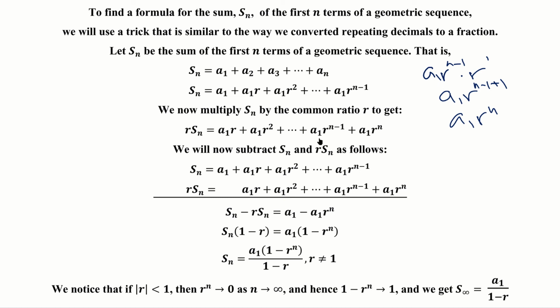Why is this one a1 r to the n minus 1? Remember, what's the term that comes right before a1 r to the n minus 1?